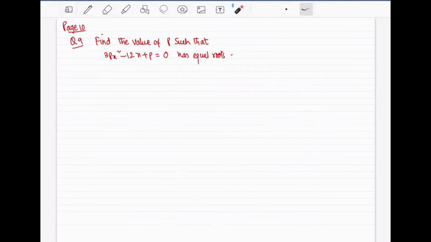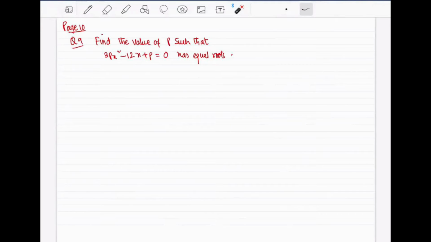Question number 9. So look at the question first. Find the value of p such that 3px square minus 12x plus p equals 0 has equal roots. What's the condition given here? In order to calculate something, you just need to look out for what our strategy is. So first of all, let's find out what is given.